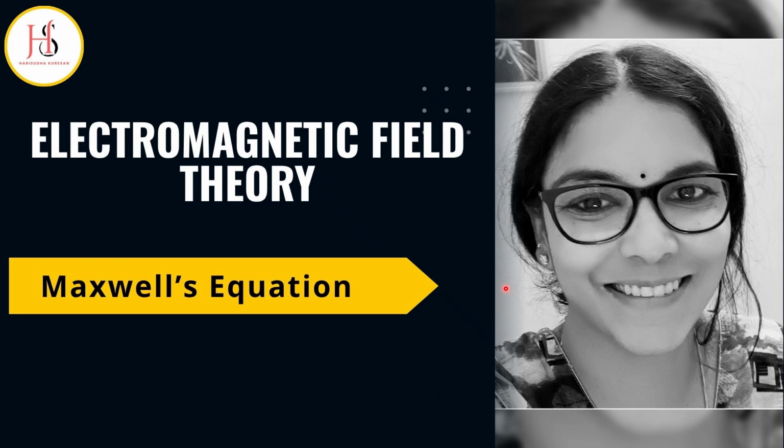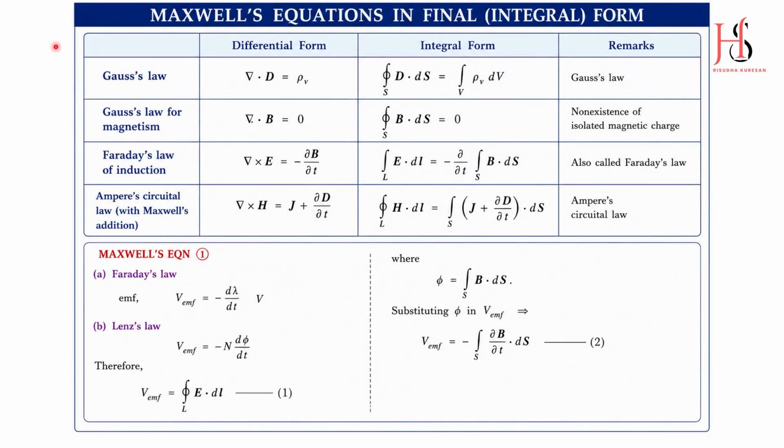In this session, we'll try to see about Maxwell's equations. I have given a summary of Maxwell's equations in table form. We will see Maxwell's equations in the final form, otherwise the integral form. You know that the first Maxwell's equation is given by Gauss's law, the second Maxwell's equation was derived from Gauss's law for magnetism, the third law was derived from Faraday's law of induction, and the fourth law is from Maxwell's circuital law.